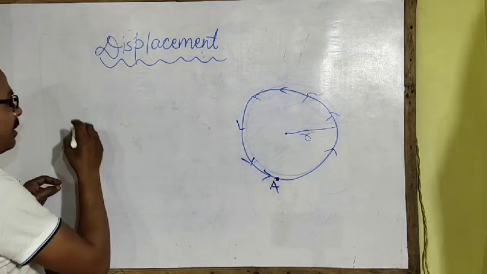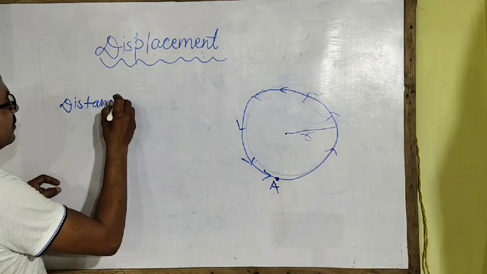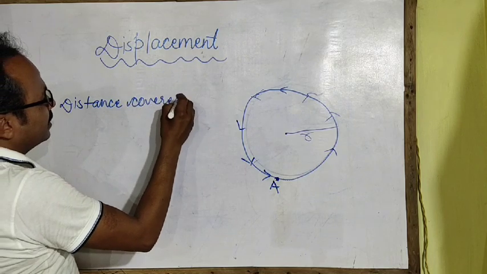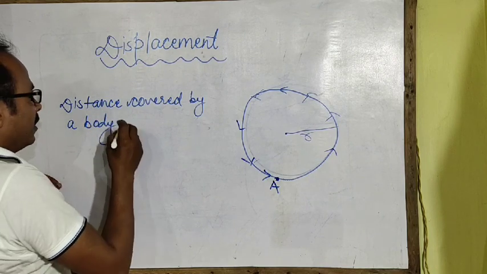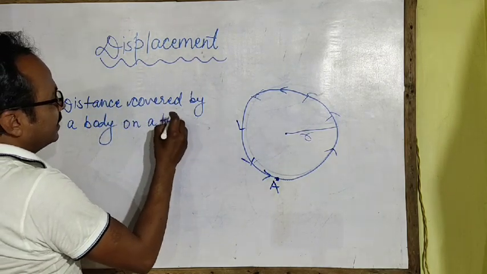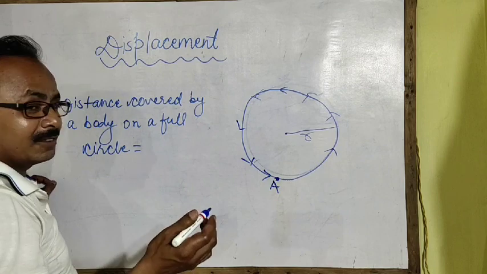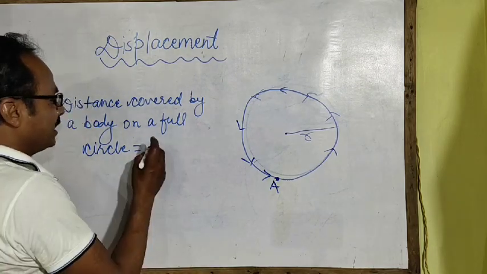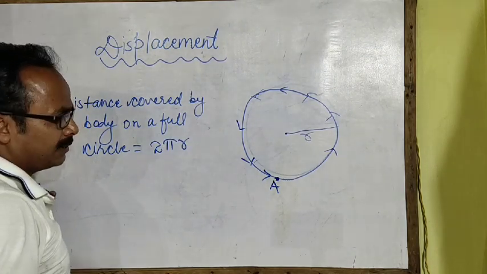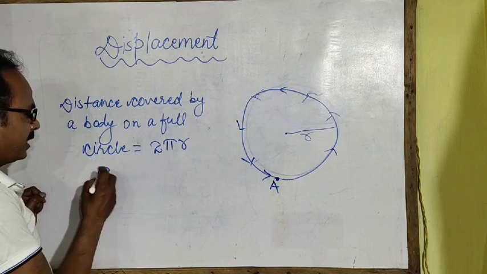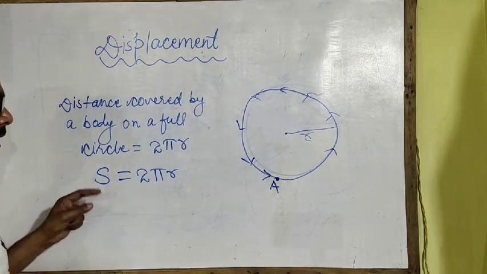Here the distance covered by a body on a full circle would be what? Yes, the formula to find out the circumference of the circle, that is 2 pi r. So here 2 pi r will be the distance covered by the body. Here S denotes the distance covered by the body.